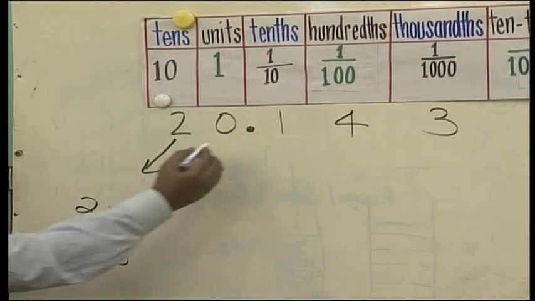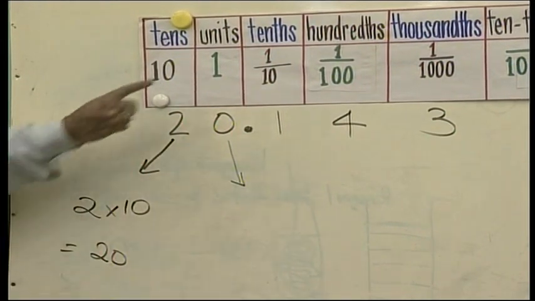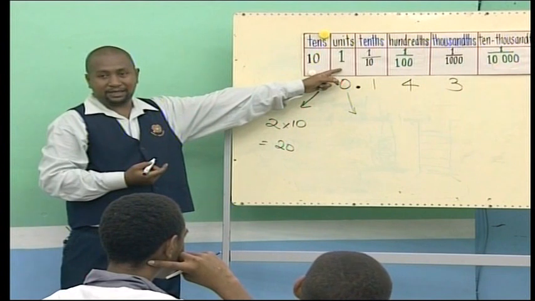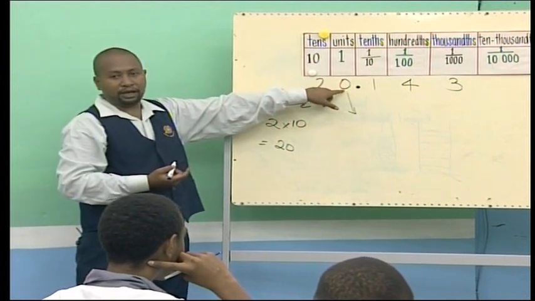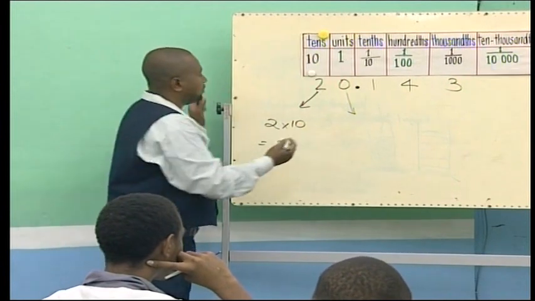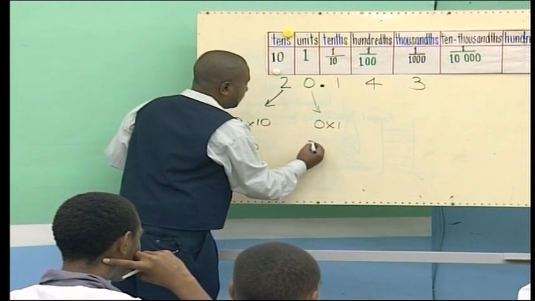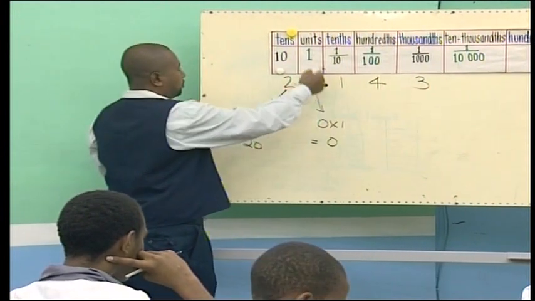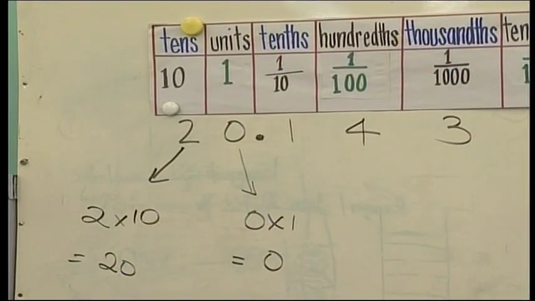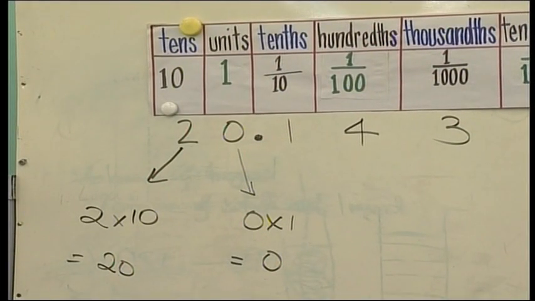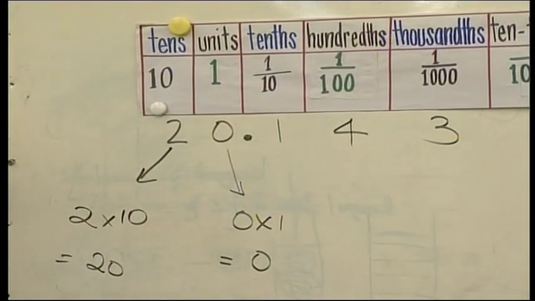Now, the 0. The 0 is under the units column. Units is ones. So to find the value of this 0, again we'll multiply it by 1. 0 times 1 equals what? 0. So the value of 0 is 0. 0 is also a number. Is that clear?